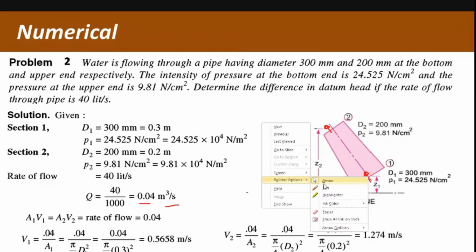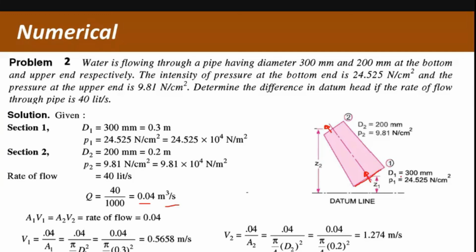Now make one observation. At point 1, the diameter is bigger. At point 2, the diameter is smaller. So what is happening between 1 to 2? Diameter is reducing. Whenever the diameter reduces, you can see the pressure has reduced from 24 to 9.81. So whenever the area reduces, pressure also reduces. And check the velocity: velocity v1 was 0.5 and velocity v2 is 1.274. So velocity increases.